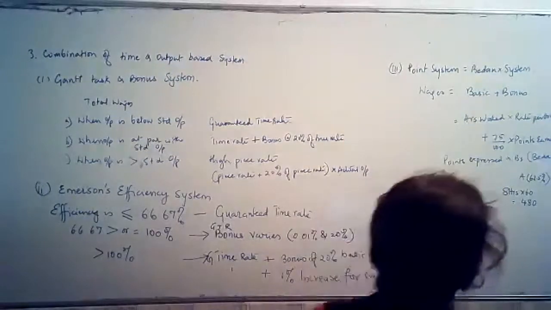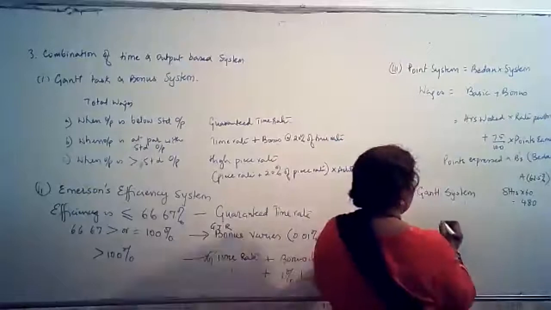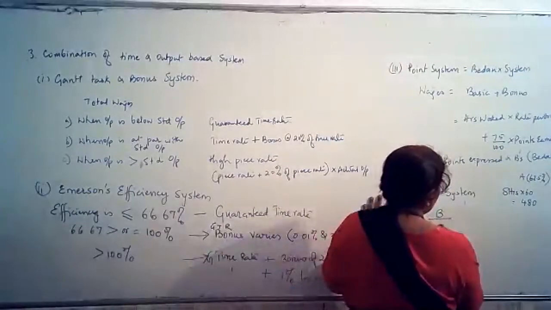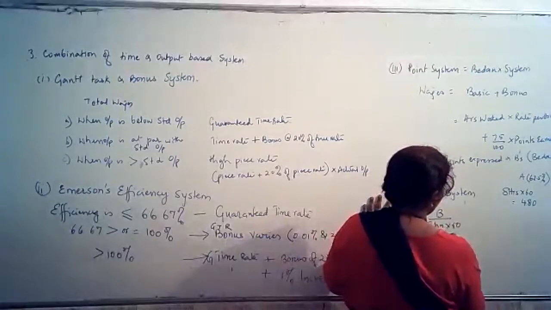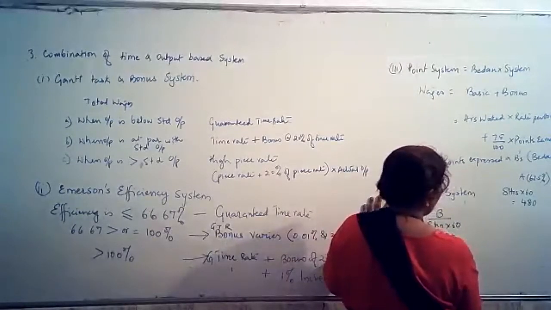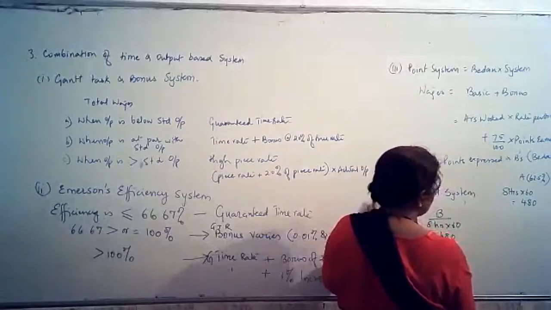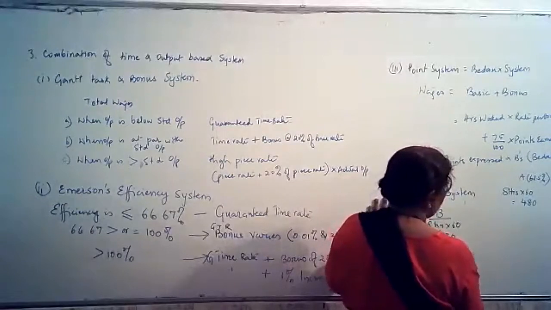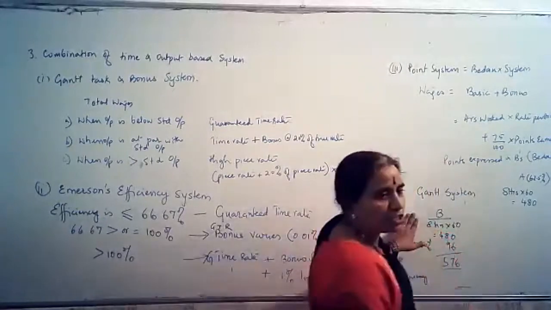Okay, I'll write down the B calculation again. For B it is 8 hours into 60 rupees. So this is equal to 480 plus 20% extra bonus, which comes to 96 rupees. So 576 rupees is the wages for B.